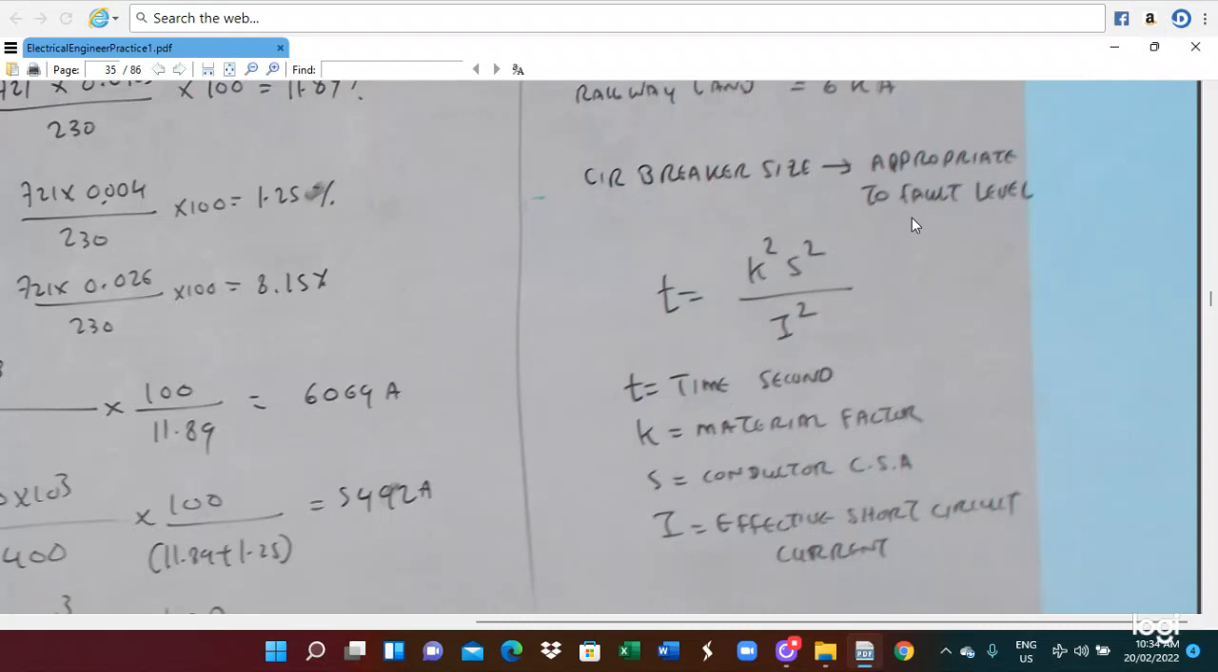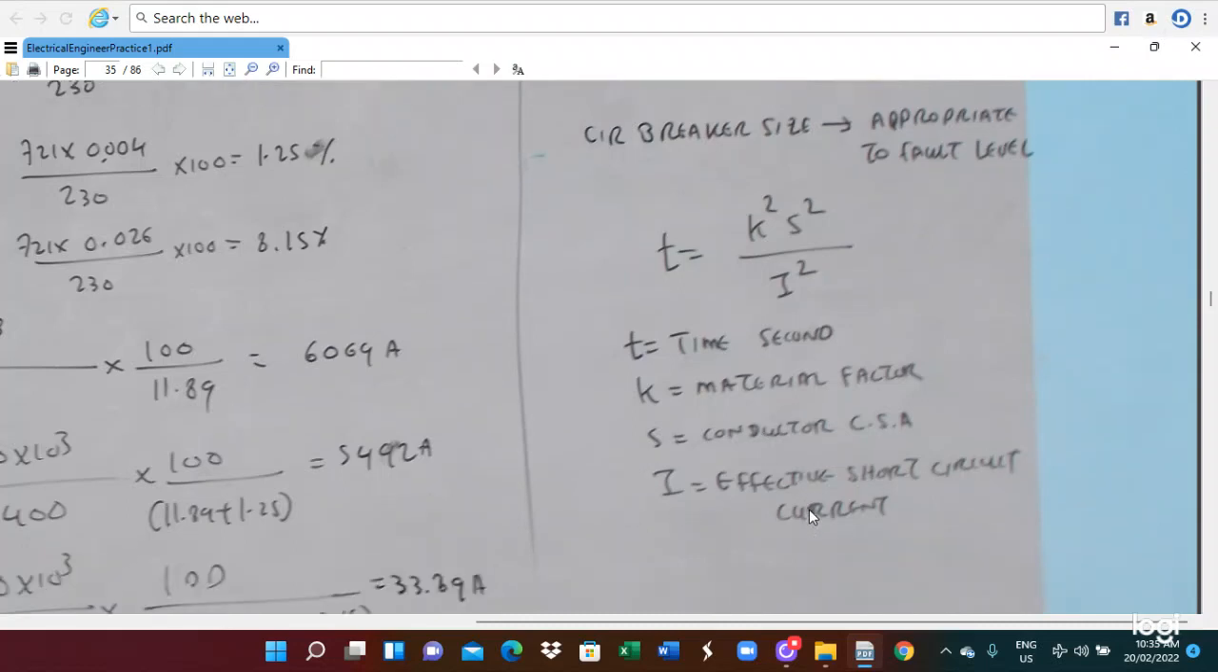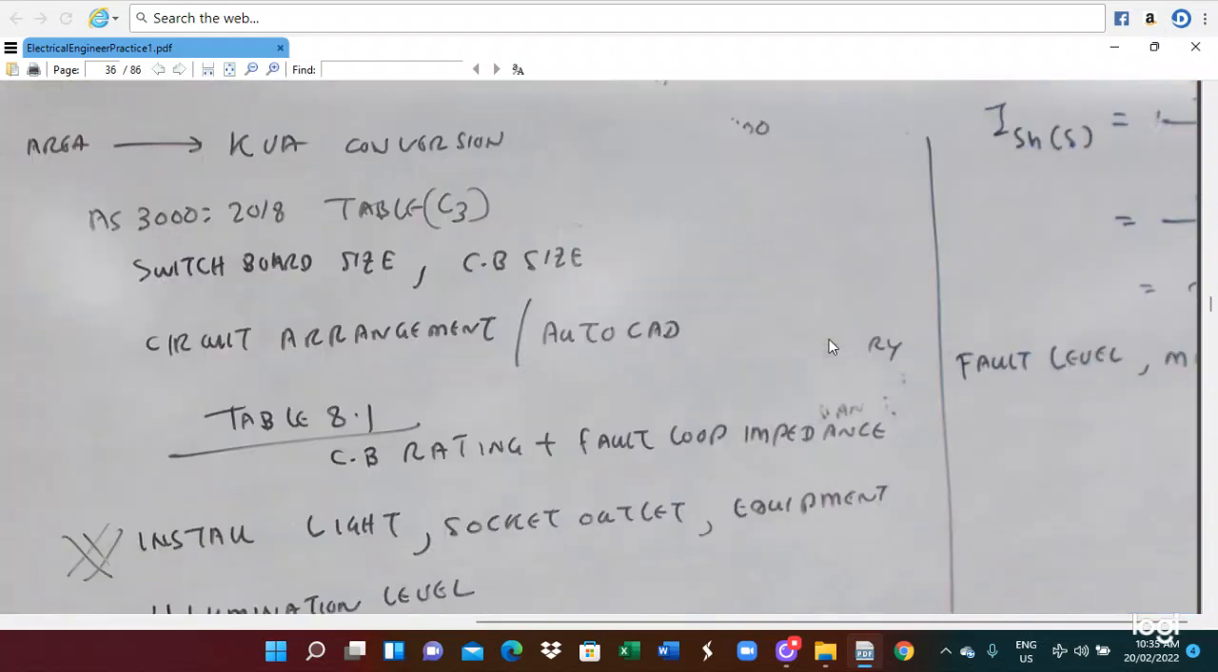So this is the formula we have to utilize. In this case, t equals k squared S squared divided by I squared. t is the time in seconds, k is a material factor, S is the conductor cross-section area, and I is the effective short circuit current. So this formula can be utilized to determine how much time is taken for the circuit breaker and protective devices to operate. So the protective device operation time t depends on the material factor, the conductor cross-section area and the effective short circuit current. So this is the circuit breaker side, and we choose the size to calculate the prospective short circuit current.